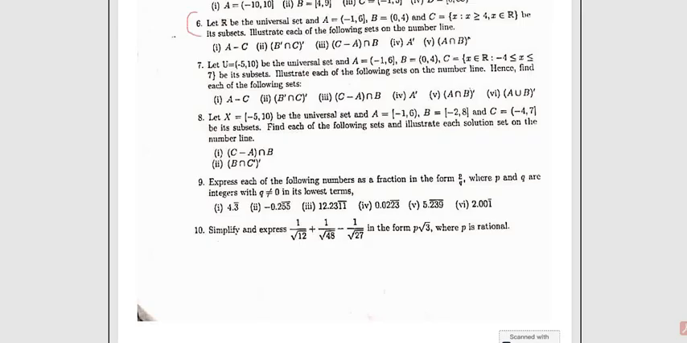Okay guys, so our first question is question 6, where it says let A be the universal set, and B and C are sets, and we have their intersect. Illustrate each of the following sets on the number line. Okay, let's start and see how we can illustrate these questions on the number line.